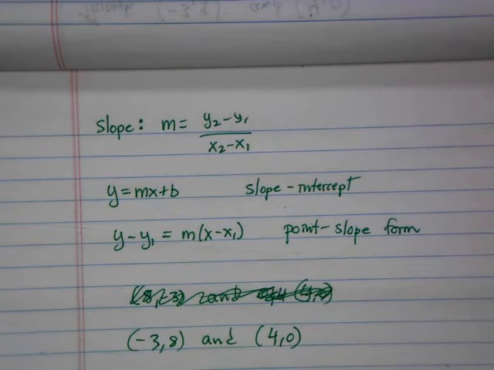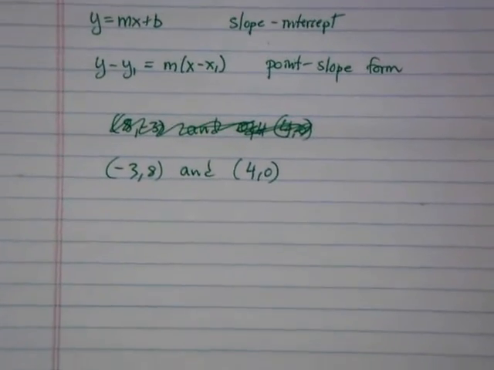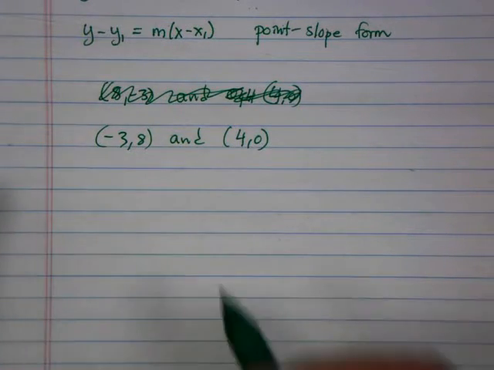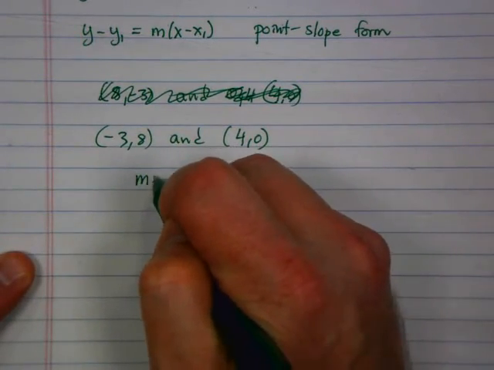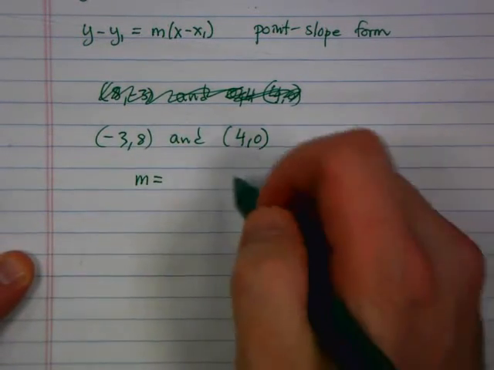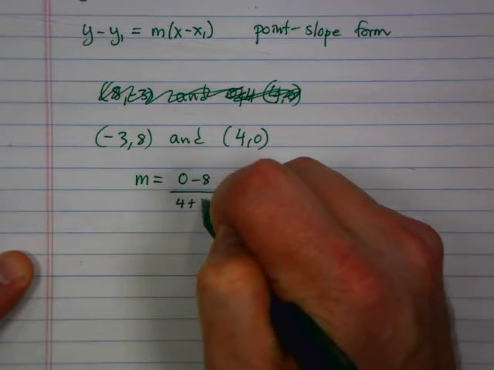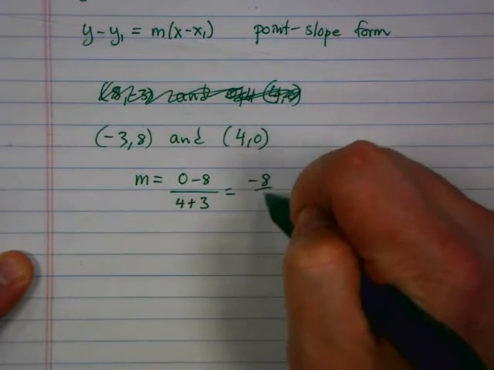Well, to find the equation of the line, no matter what you're going to do, you need to know the slope. So how would you find the slope? Same way we always find it. Finding the slope never changes. M is, I'm not going to write down the formula again because we just did this one, 0 minus 8 over 4 minus negative 3, which was 4 plus 3. We got negative 8 over 7.